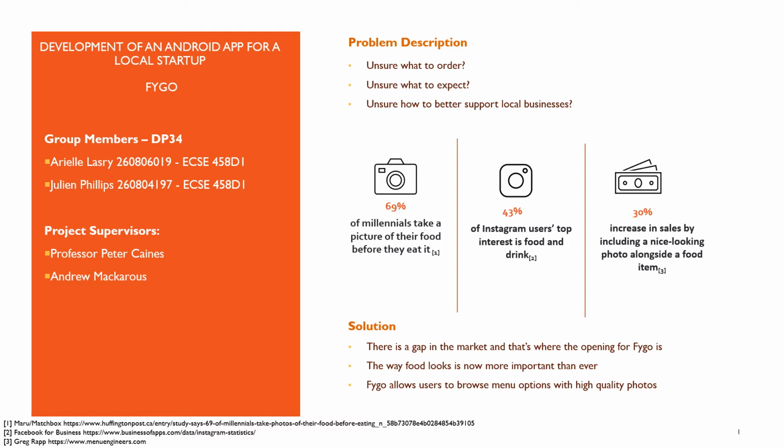Figo allows users to browse restaurants and menu items with high-quality photos, and in addition, relieves customers from uncertainty and disappointment when it comes to their orders.